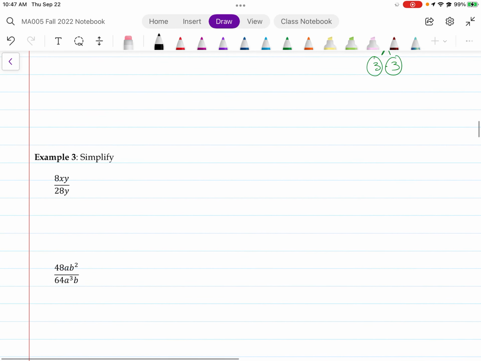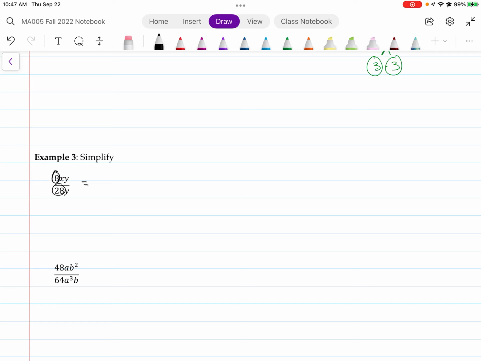If you'd like to work ahead of me, you will learn more, so give it a try. Otherwise, I'm going to show you how to do this. All right, so I've got 8xy and 28y. So these have variables in them. For now, because we don't know the exponent rules, I'm going to have you write them all out separately. So first I want to look at the number, and I see 8 and 28.